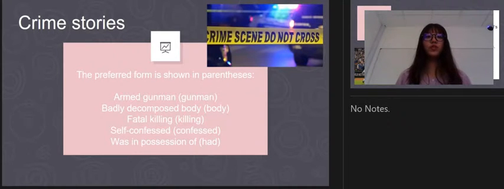So the preferred form is shown in parentheses. Use gunman instead of armed gunman. It's not encouraged to use armed gunman. And the body to replace the badly decomposed body. And the killing to replace fatal killing. Confessed to replace the confessed. And use had rather than was in possession of.